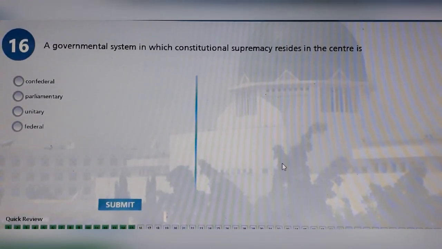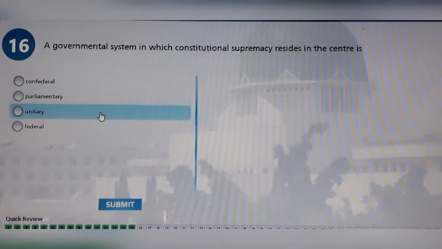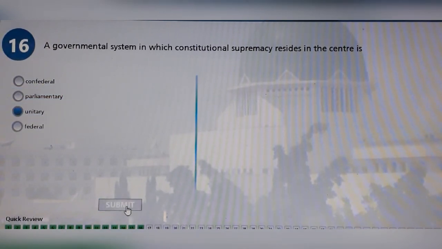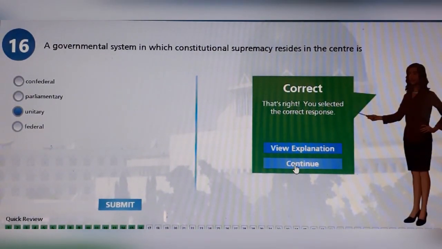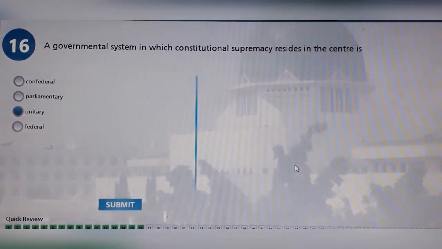Number 16, a governmental system in which constitutional supremacy resides in the center is A, confederal system, B, parliamentary system, C, unitary system, and D, federal system. When constitutional supremacy resides in the center, it is a unitary system of government. Because of time, I won't explain the other concepts. But you know when power resides in the center, it is a unitary system of government.